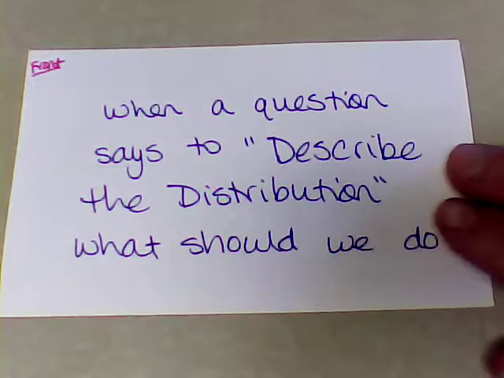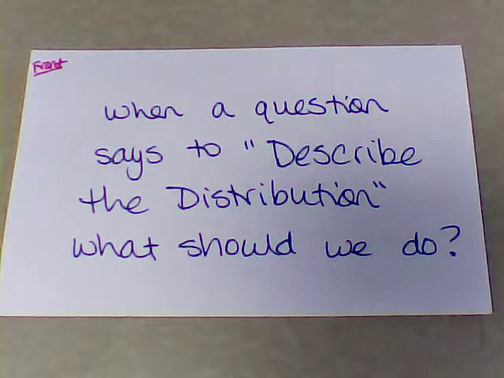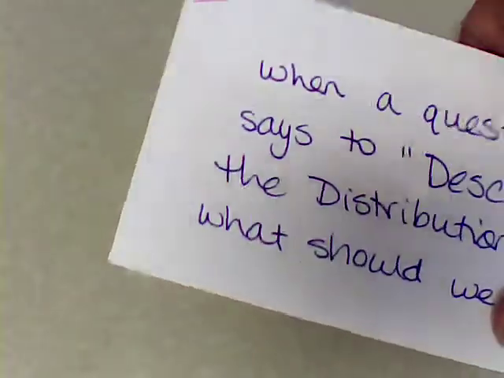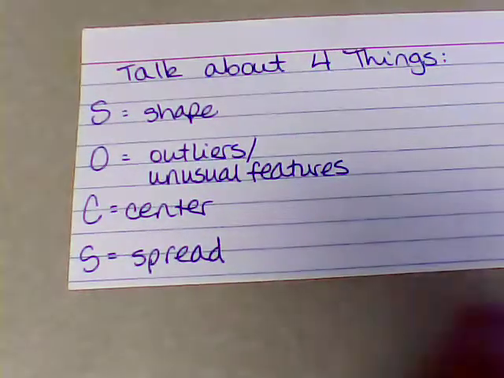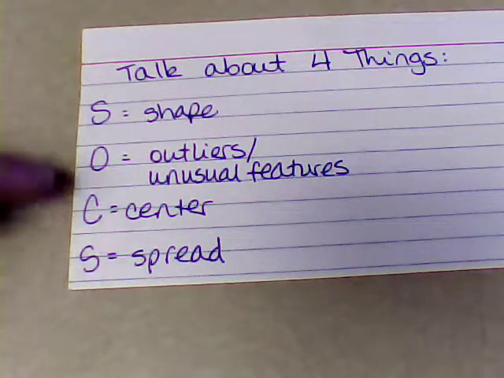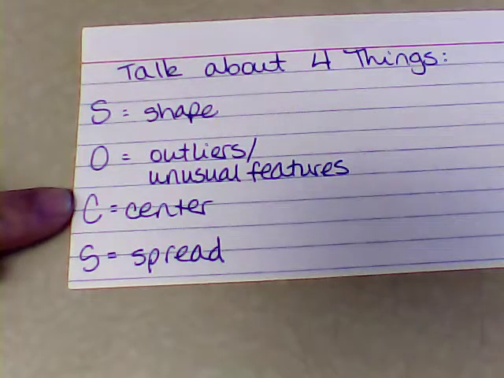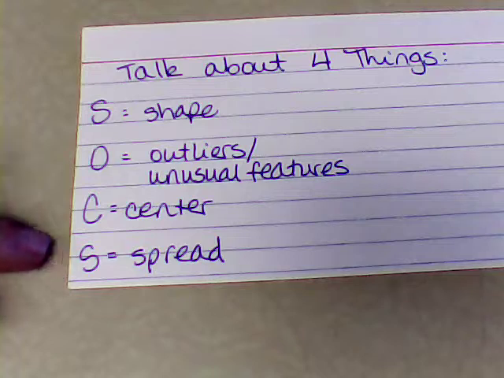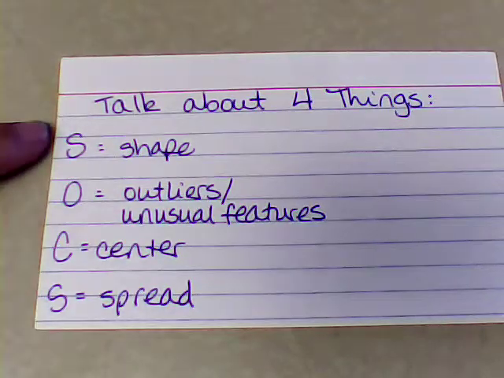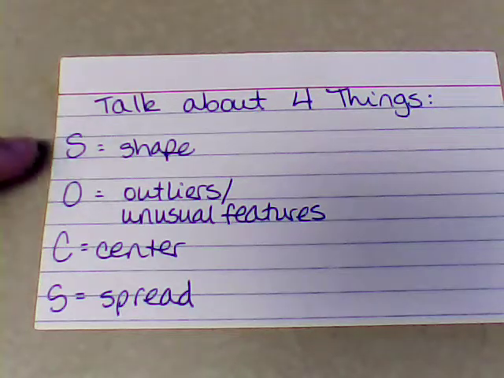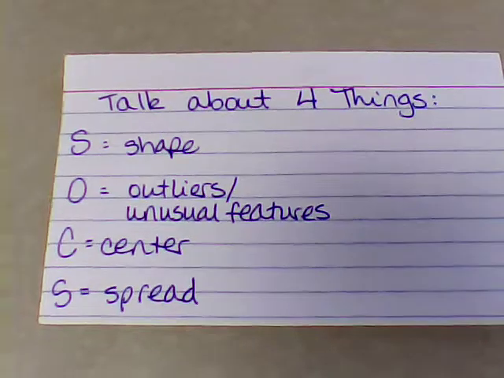All right, a lot of the homework is going to say to describe the distribution. So we need to know what that means. What should we do when a question says to describe the distribution? For quantitative data, there are four things to mention. An acronym to help people remember is SOCS. So we have shape, outliers or unusual features, C for center, and another S for spread. We're going to see in chapter 5 that everything depends on the shape. But right now, just getting the acronym in our brain and what each letter stands for is going to be good.